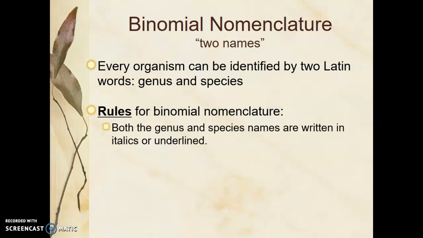First, both the genus and species names are written in italics. Notice we had our genus and species name in our example written in italics. If you are handwriting, you can't italicize properly, so instead you would underline.